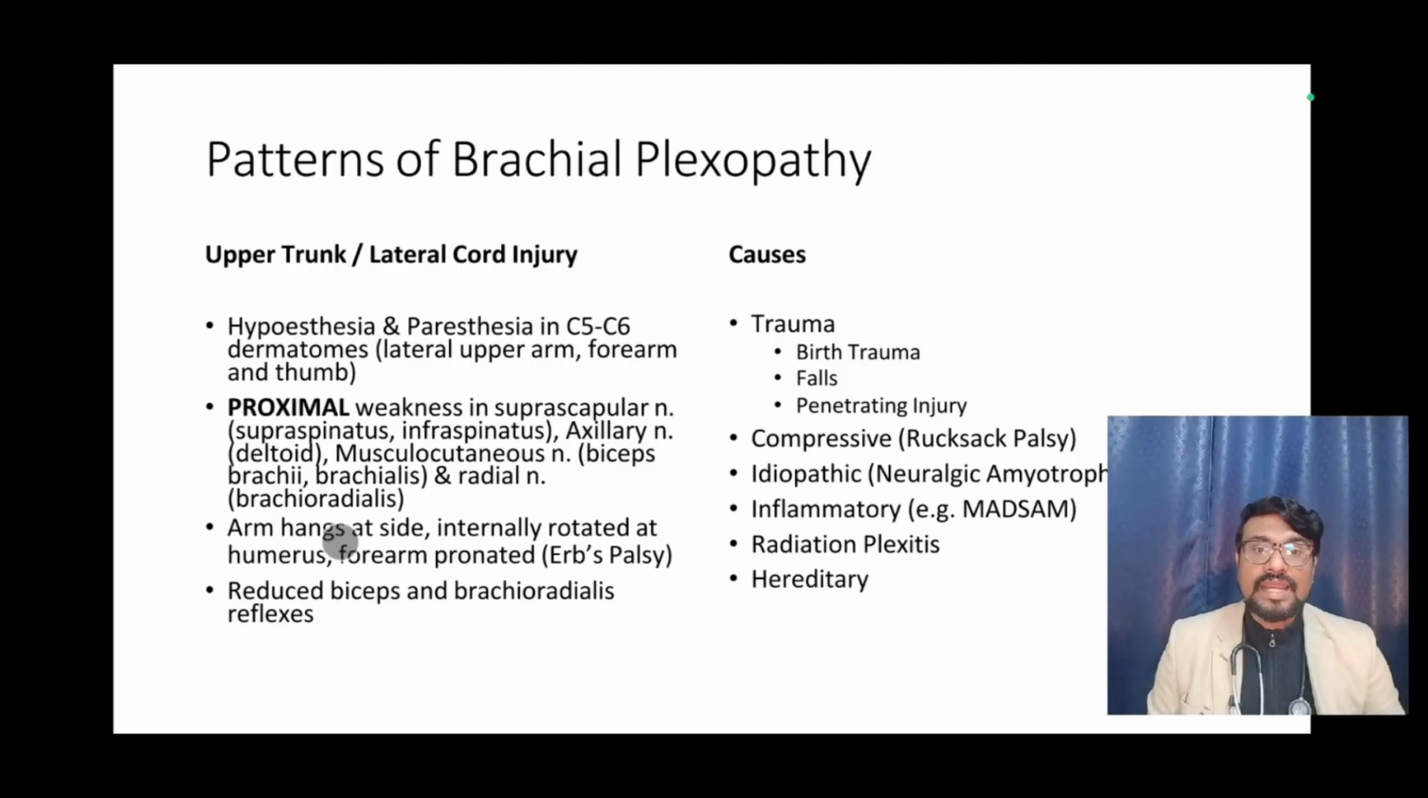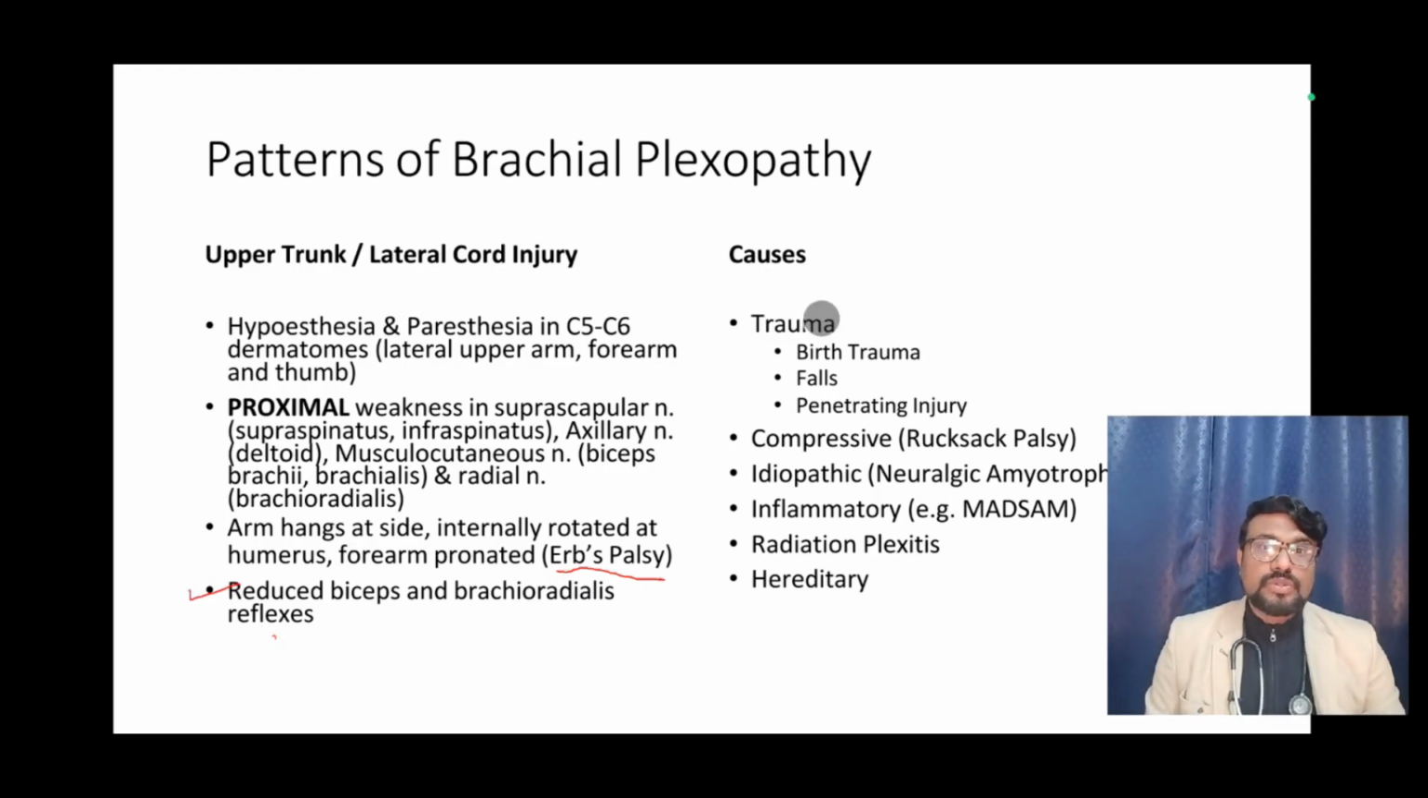The arm hangs at the side, internally rotated at the humerus, and the forearm pronated. That is called Erb's palsy, which can occur with involvement of the upper trunk and lateral cord. It has reduced biceps and brachioradialis reflexes.